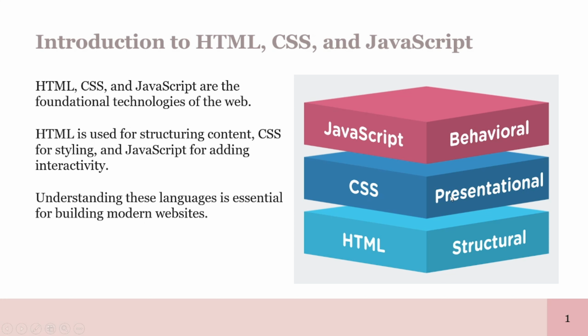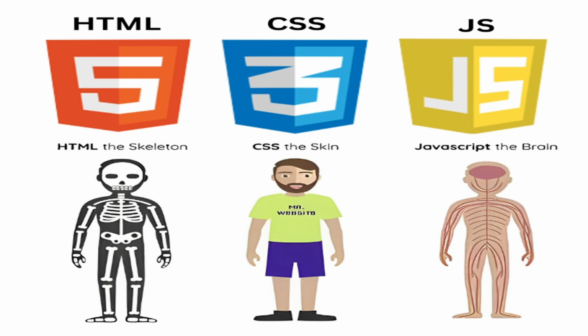CSS is presentational, or designing, and JavaScript is behavioral, meaning how a web page interacts or performs an action. Understanding these languages, HTML, CSS and JavaScript, is very important when you want to build a modern website. Without them, we cannot build a web page or web app. So guys, let's explore them with a real example. Guys, look in here.